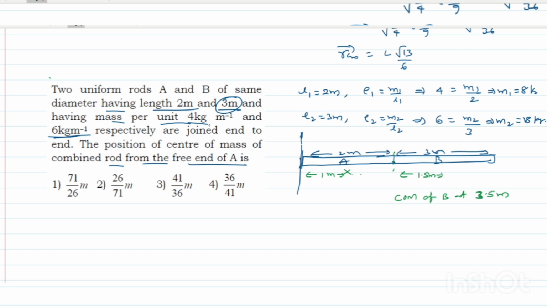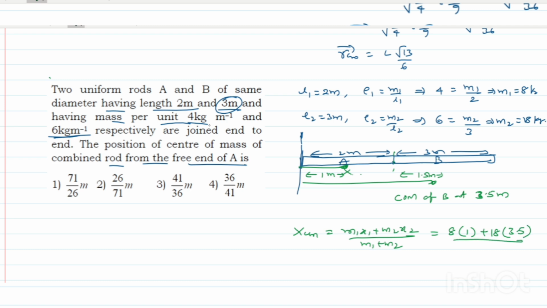Here, if you remember, students, here too we need to calculate this center of mass, and this center of mass will be located at this point. Now let us take the XCM value. XCM equals m1 x1 plus m2 x2 by m1 plus m2. So m1 is given as 8 kg into x1, its coordinate will be 1, plus the second mass 18 into x2 value 3.5, by 18 plus 8, which is 26.